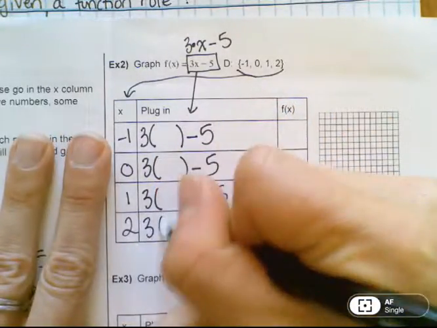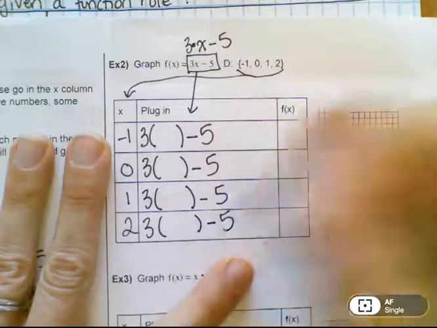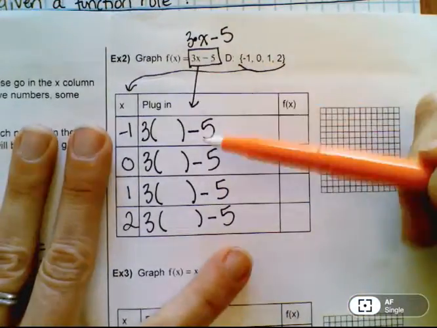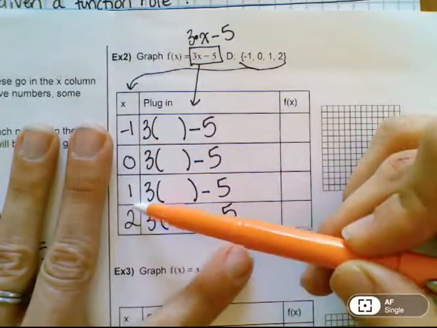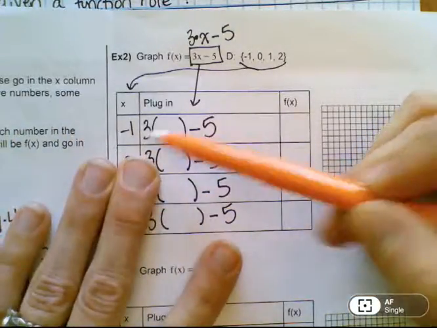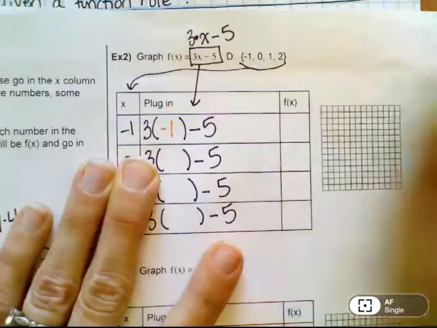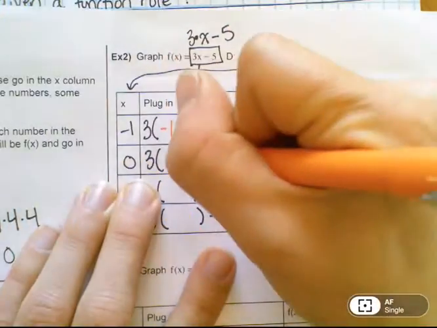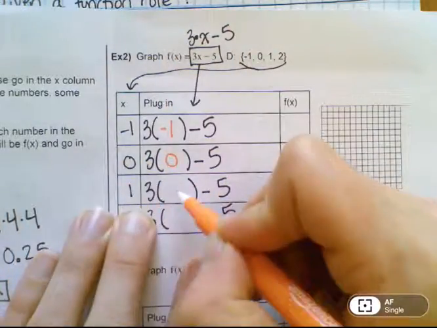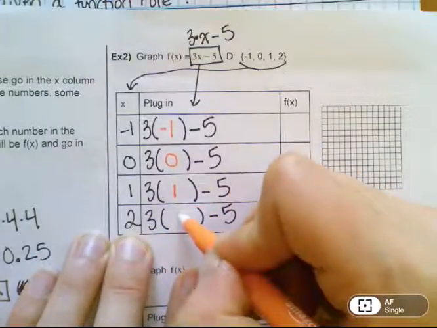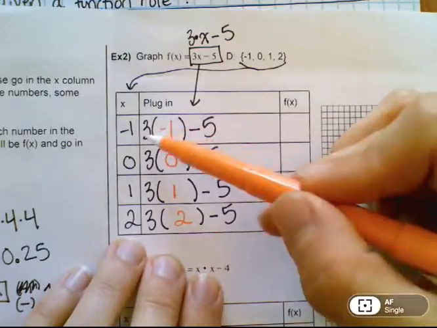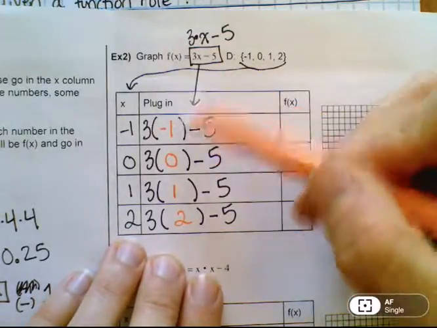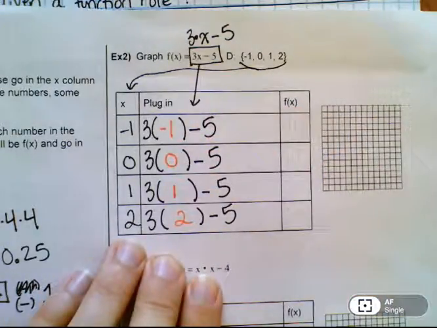And feel free to pause if I'm going too fast. Okay. The only thing that's changing as I go down is the number of my input. So in this top row, my input is -1. Then my input is 0 here. Then my input is 1. And then my input is 2. Okay. So I've taken this rule, I've written it 4 times, only replacing x with whatever the input is.